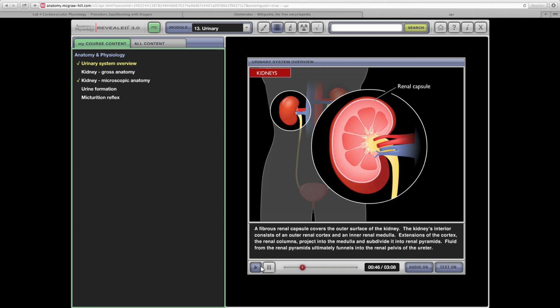The kidney's interior consists of an outer renal cortex and an inner renal medulla. Extensions of the cortex, the renal columns, project into the medulla and subdivide it into renal pyramids. Fluid from the renal pyramids ultimately funnels into the renal pelvis of the ureter.